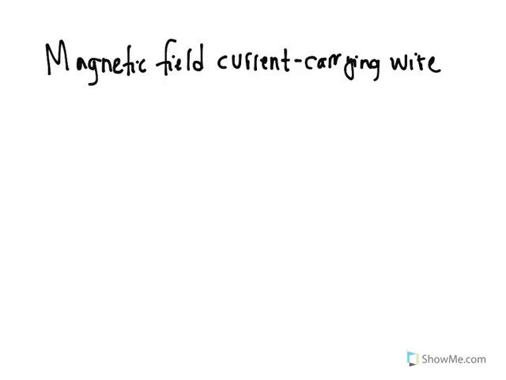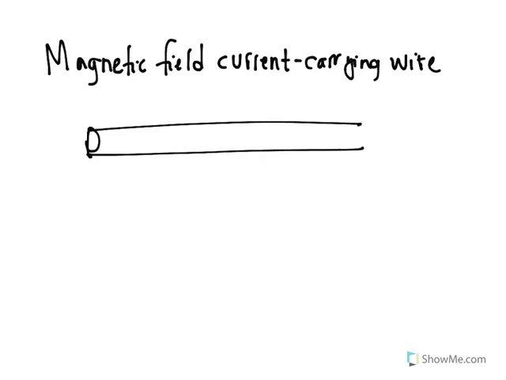In this tutorial we're going to talk about the magnetic field in a current carrying wire. Let's suppose we have an infinite current carrying wire, right? And in this case, this has current I.